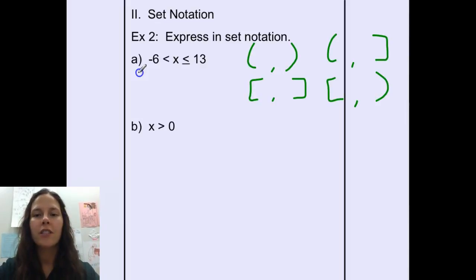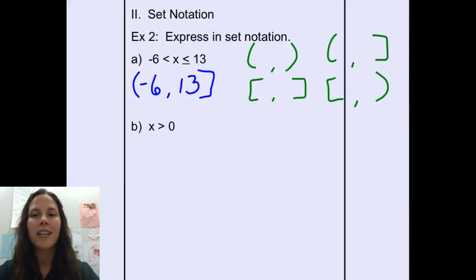So let's take a look at our first example. We have a double inequality. X is between but not including -6 and including 13. So the set notation to represent that inequality is a parenthesis, -6, comma 13 with the bracket. Again, the bracket represents the or equal to, and a parenthesis represents that it is not included as part of the solution. It's just greater than or less than.